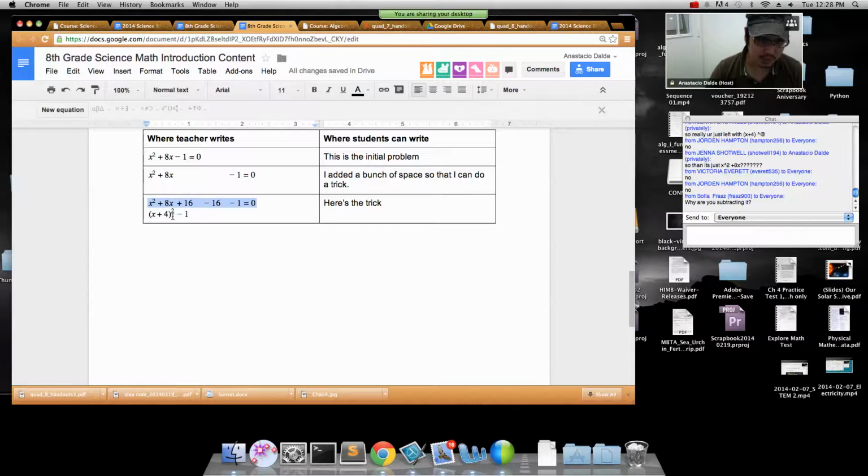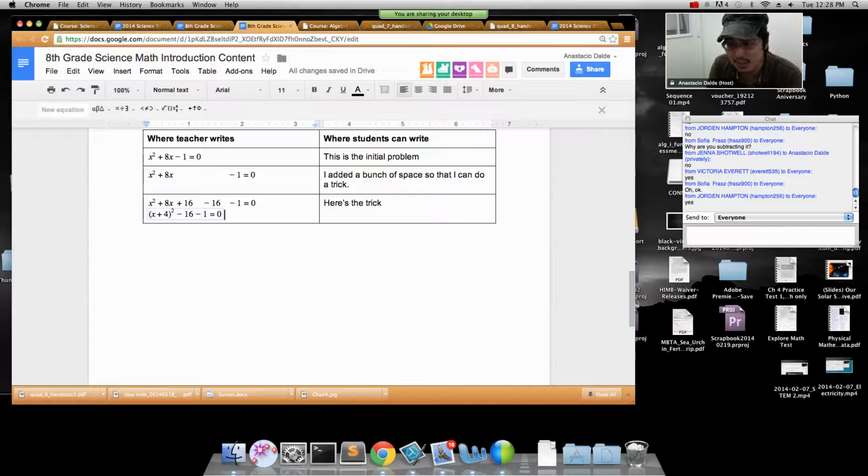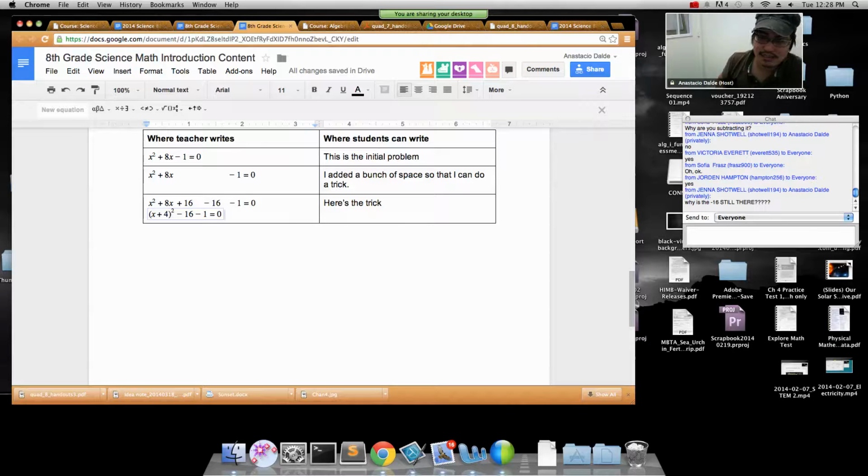Now these first three numbers, this 16, the x squared and the 8x, that's included in here, so that -16 is still there, along with that -1. You guys see what I mean? And that's equal to 0. It's still there. That -1, that -16, those are still there. I can't ignore them. I can't just get rid of them. Sophia, you asked, why am I subtracting it? Do you understand now? Why did I subtract 16? Why is the minus 16 still there?